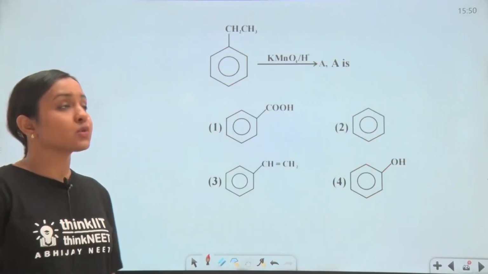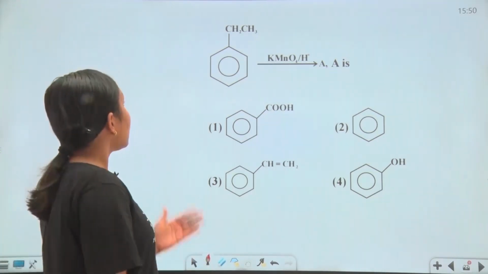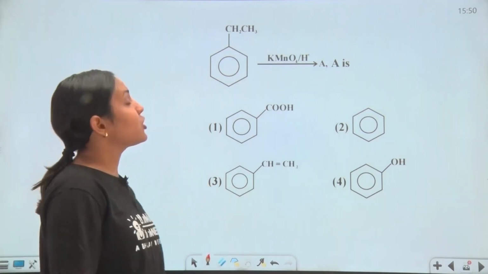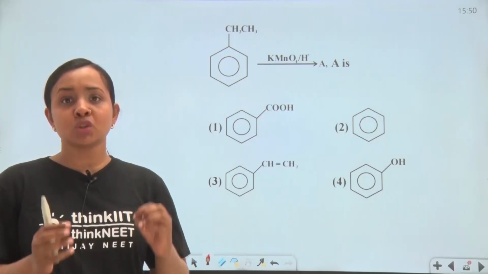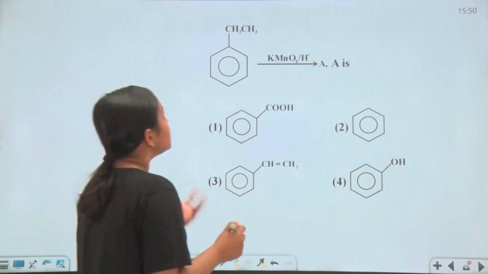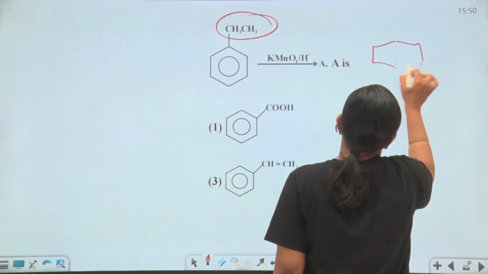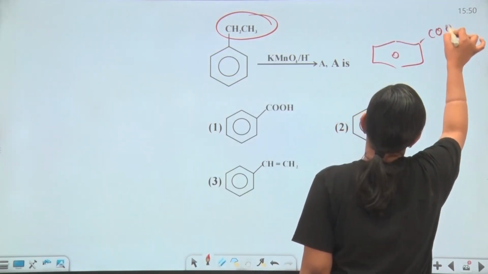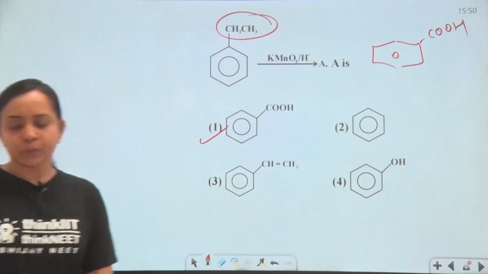Hello dear students, our next question is we have to tell the final major product A of this reaction sequence, right? We have this ethyl benzene and this ethyl benzene will be heated with KMnO4. It is a strong oxidizing agent, so basically it will oxidize this ethyl group into the carboxylic acid, right? So finally the formation of benzoic acid will take place. Option 1 is the correct answer.